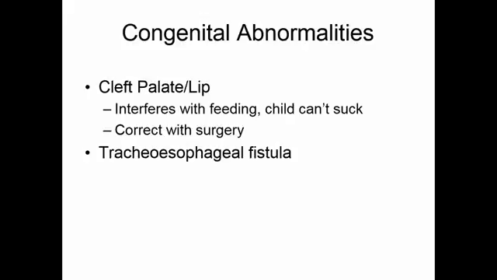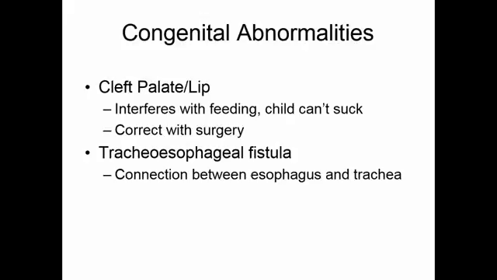A tracheoesophageal fistula occurs if there is a connection between the esophagus and the trachea. These two tubes are supposed to be separate and distinct, but sometimes they don't completely separate during development. This is corrected with surgery.